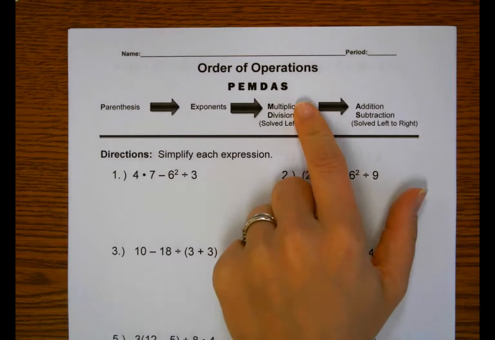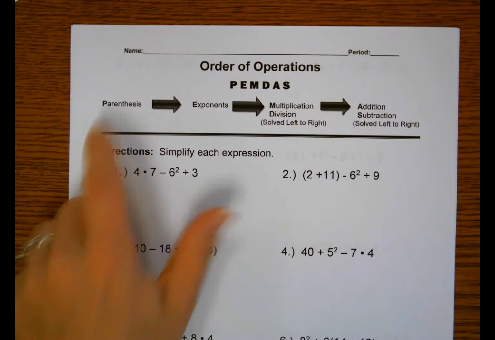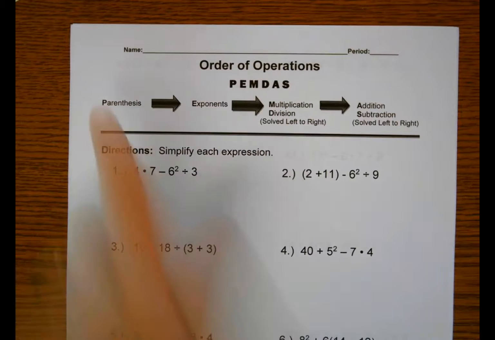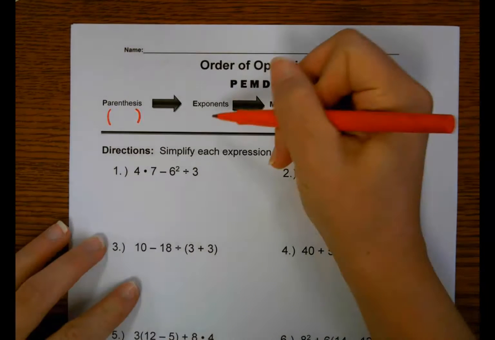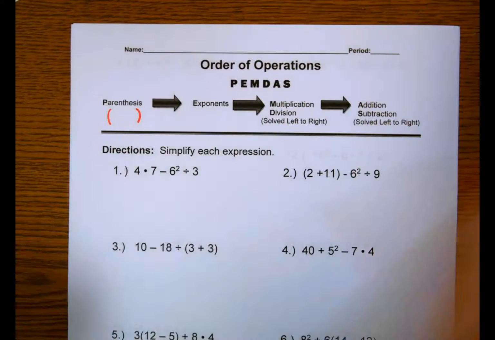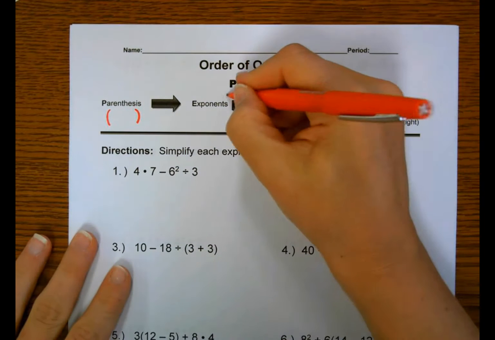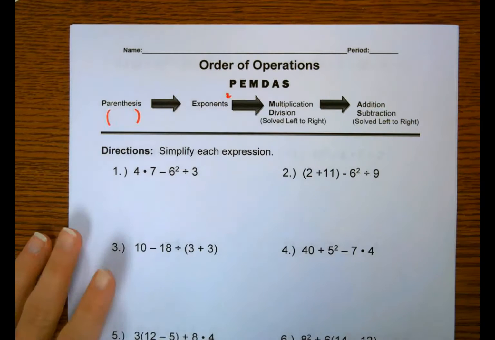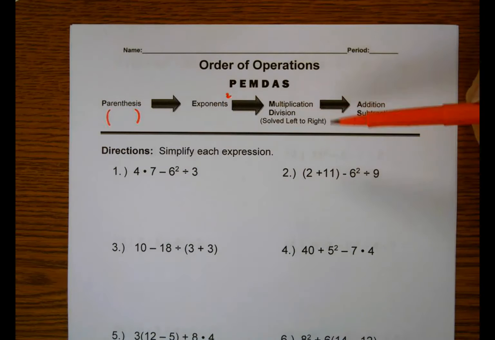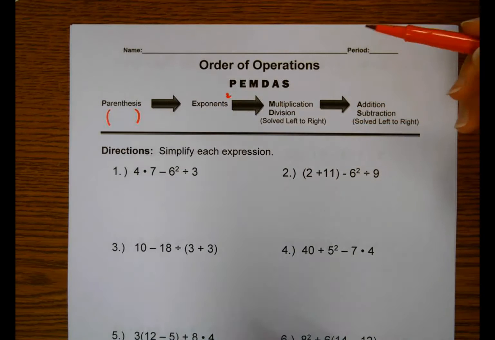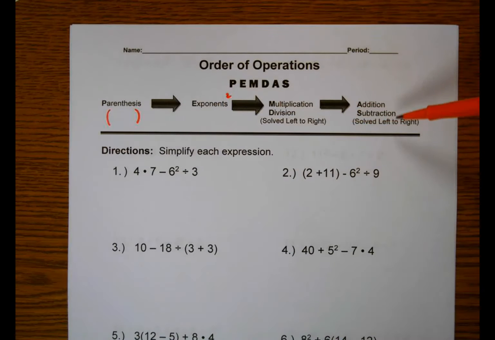And all it means is the order in which you solve. So you're always going to solve your parentheses first. So anything inside your parentheses, you're going to solve first. Then you're going to solve your exponents. So those are those little numbers at the top, something like squared or cubed. Then multiplication and division actually happen at the same time as you read the problem left to right. And then same with addition and subtraction. And so we'll look at some examples that involve that here.